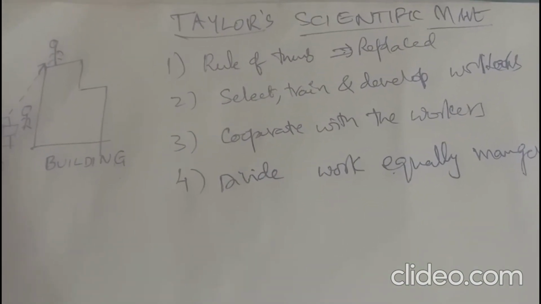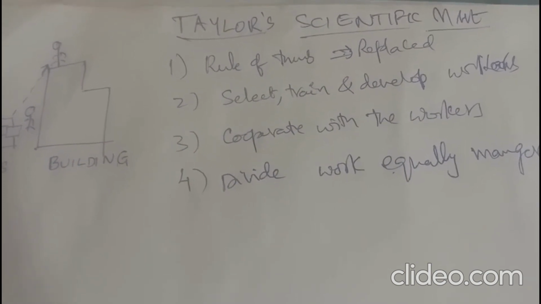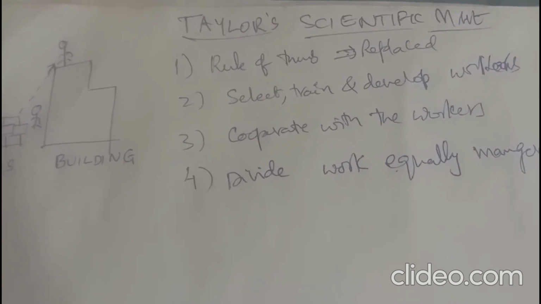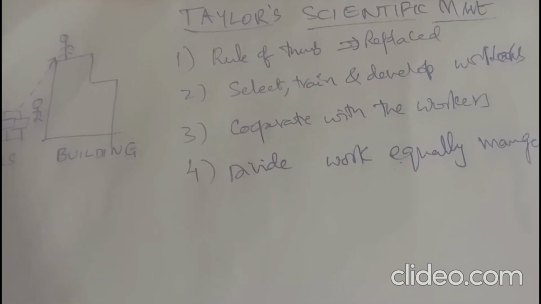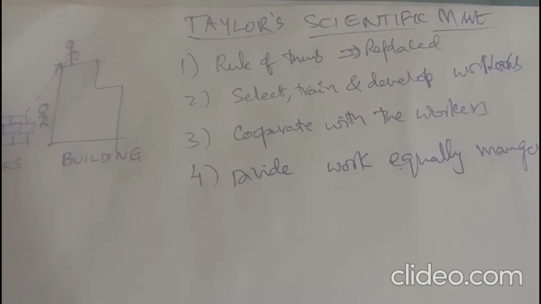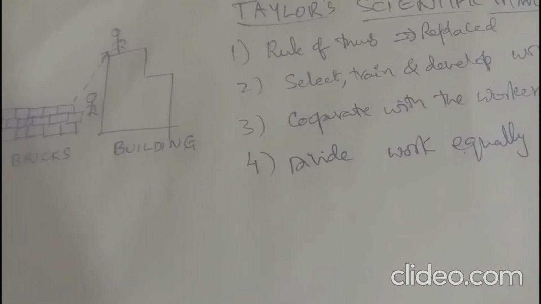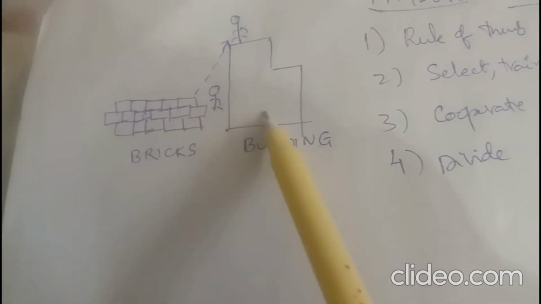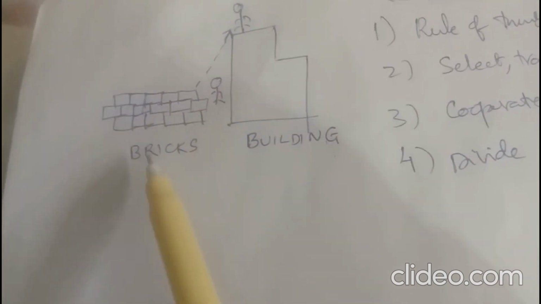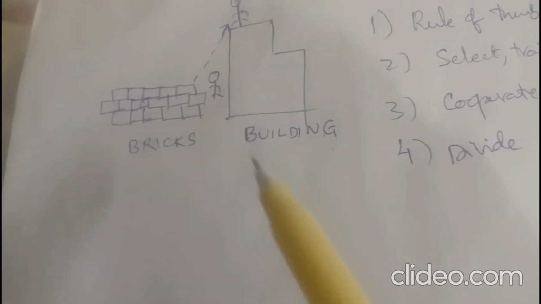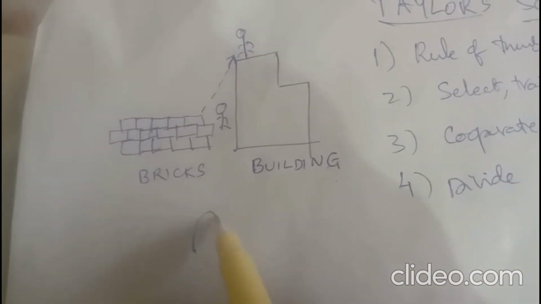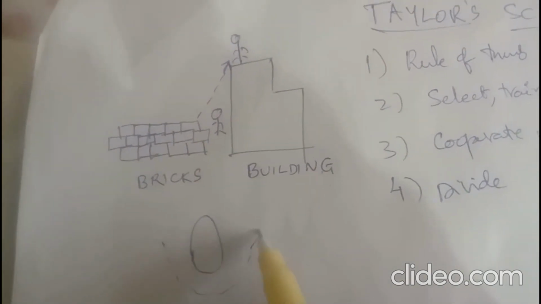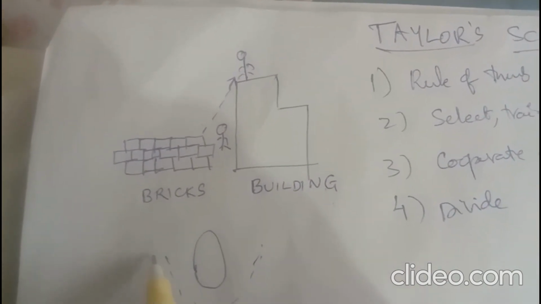The next one is select, train and develop workers. He initiated a concept of selecting the workers who are actively involved. They are selected and trained so that the movement of the object in the place of production will improve. They will be taught how to move even when an obstruction is placed in the movement of the personal working labor in the place of production.